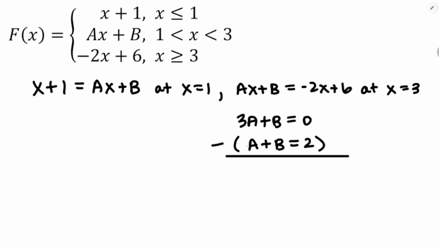But if I subtract 3a minus a, that's 2a, b minus b is 0, 0 minus 2 is negative 2, so I'm seeing a equals negative 1. And if a plus b equals 2, that would mean b needs to equal 3.